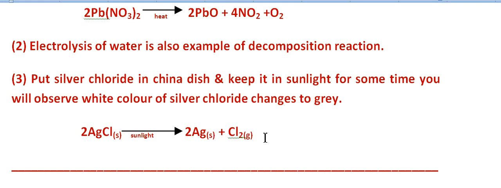The same type of reaction can be taken with silver bromide, which will give silver plus bromine. Such types of reactions are also used in black and white photography.